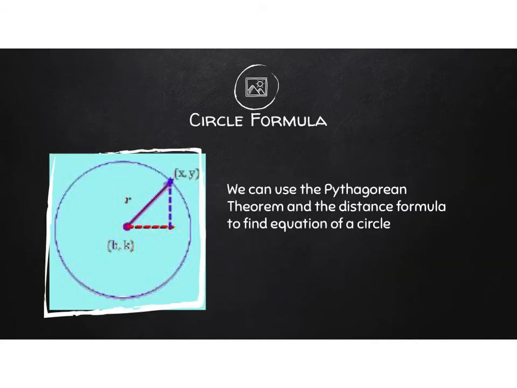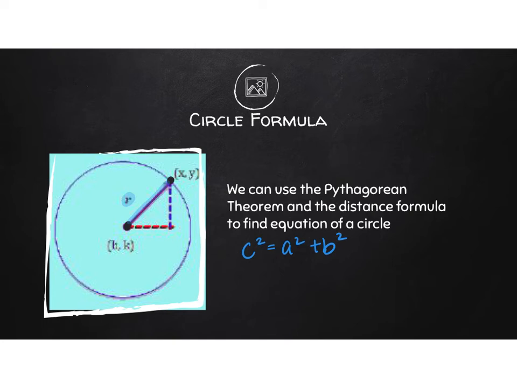We can now derive the formula for a circle. And we're going to use the Pythagorean theorem along with our distance formula to find the equation of a circle. So here in our diagram, we have some different things that we need to point out. Here we have our 2 points, this point here, which is HK, and this point out here, which we're going to call XY. And then we have our distance, and we're going to call that R. Okay. Now, we talked about before that c squared is equal to a squared plus b squared. That's the Pythagorean theorem.